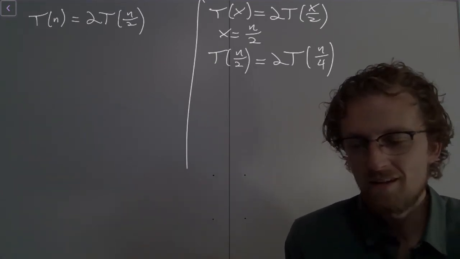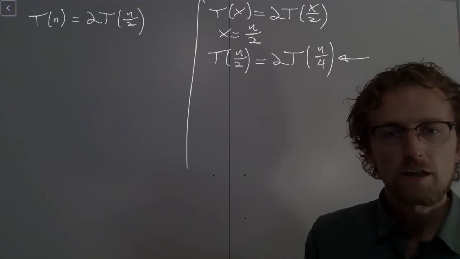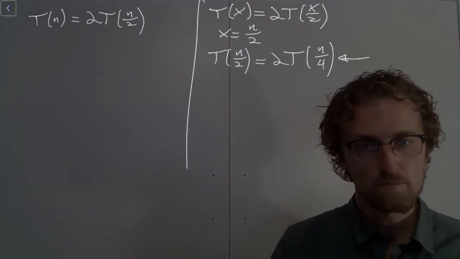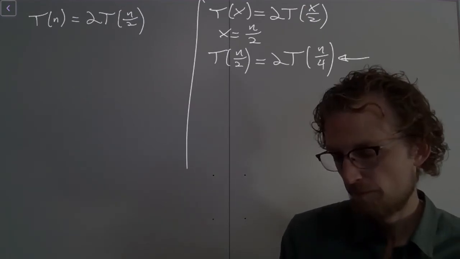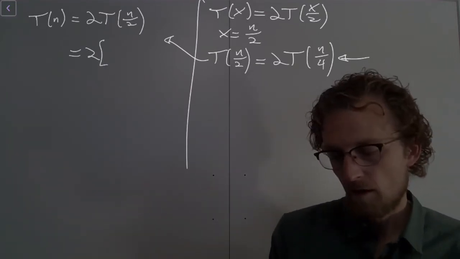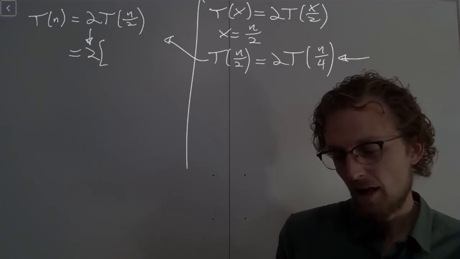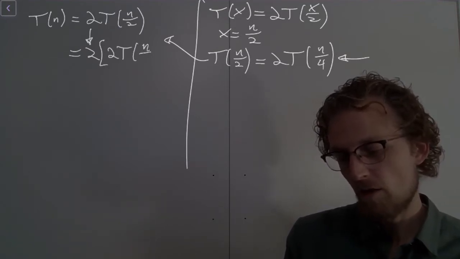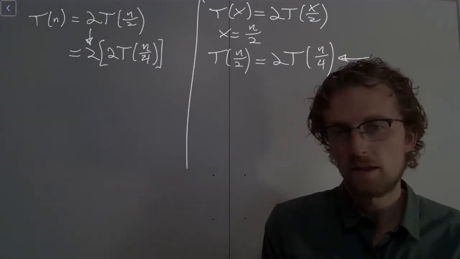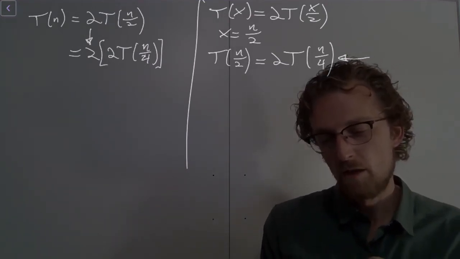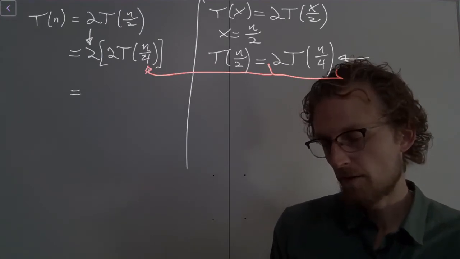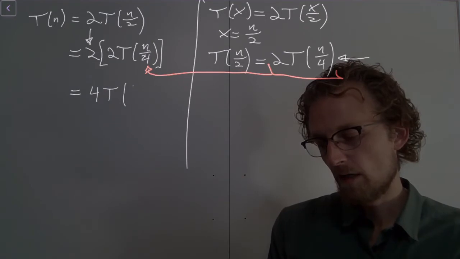What does this mean? If I give this algorithm an input of size n over 2, then it'll recurse twice, cutting it in half into pieces of size n over 4 and recursing on both. Let me substitute this back in, and be careful with my bookkeeping: 2, which comes from above, times 2 times t of n over 4. Here the bookkeeping really matters; if you mess this up, it's going to lead you into dangerous places. The 2's combine and I end up with 4 t of n over 4.